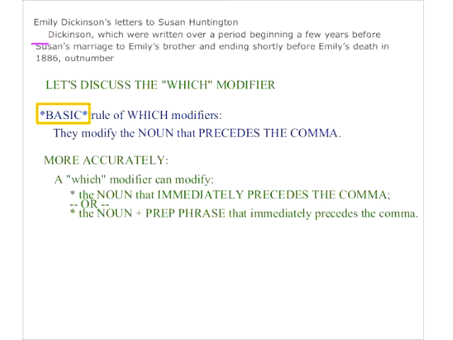So either one of these, it can modify a noun or a noun plus a prepositional phrase. If anybody here doesn't know what a prepositional phrase is, then please type that in the text box and we'll cover that real quickly. Otherwise, we'll continue. So in this case, what we're modifying is Emily Dickinson's letters is the noun, and to Susan Huntington Dickinson is a prepositional phrase. So let's write that out here just to make sure we can graph this. Emily Dickinson's letters to Susan Huntington Dickinson, which were written.